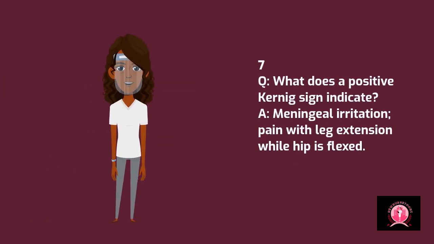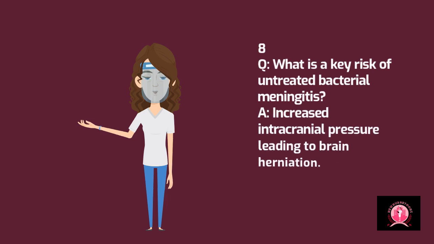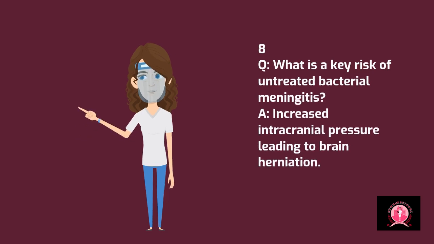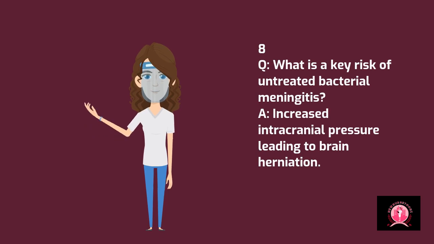7Q. What does a positive Koenig sign indicate? A. Meningeal irritation, pain with leg extension while hip is flexed. 8Q. What is a key risk of untreated bacterial meningitis? A. Increased intracranial pressure leading to brain herniation.